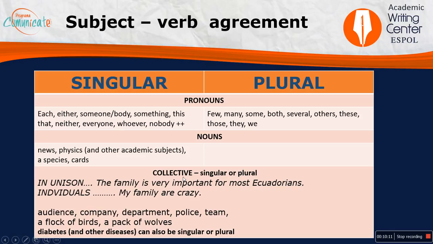Some words could be singular or plural. An example is family. When we're considering the group in unison, it's singular. And when we're considering the individuals that make up the group, we would use the plural form. And there are some other words underneath that this also applies to.